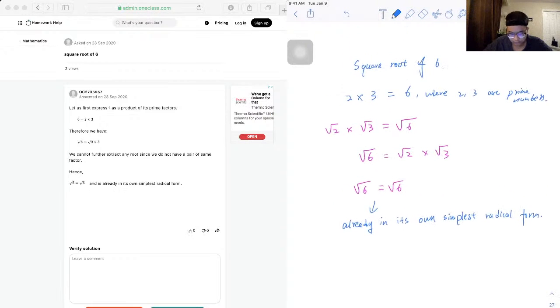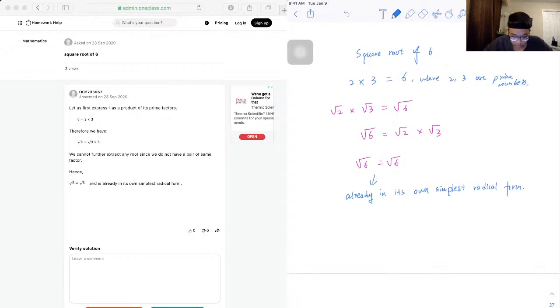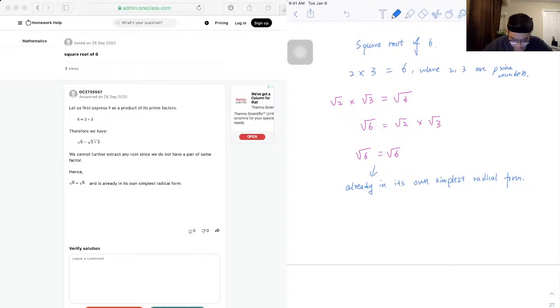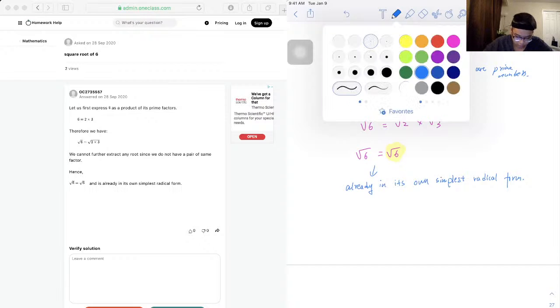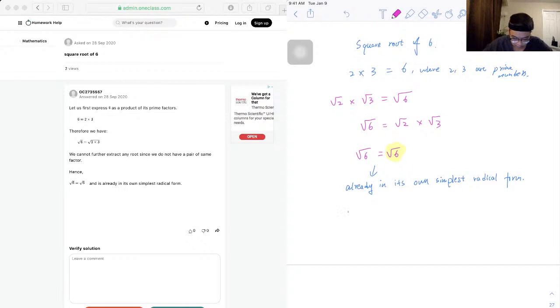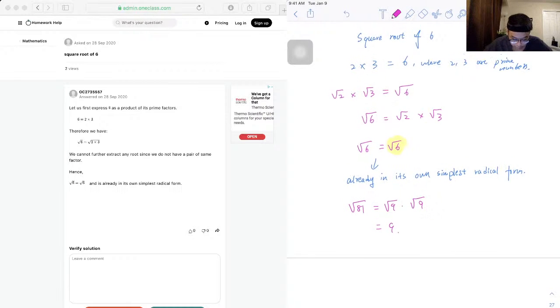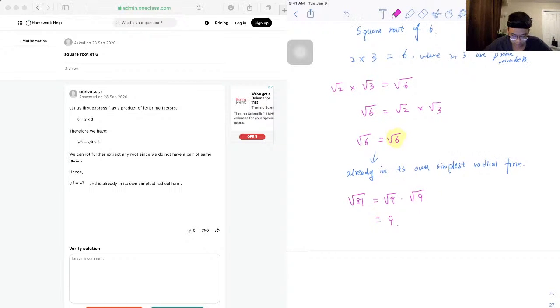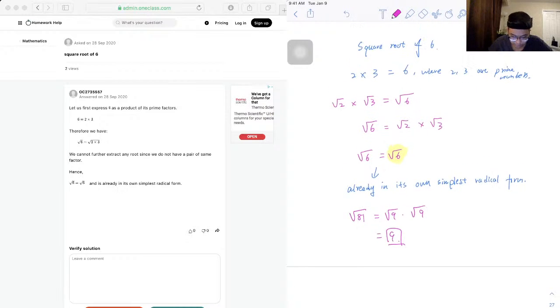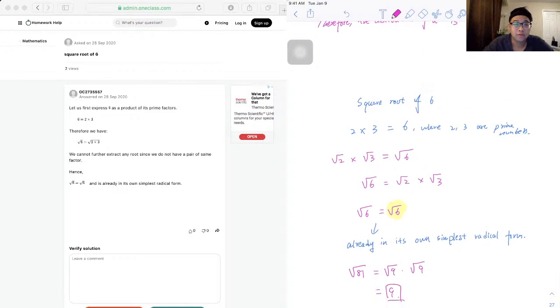So for square root of 6, we just leave our answer like this. But if we got, let's say, square root of 81, this is going to be equal to root 9 times root 9, which is just going to be equal to 9. So in this case, the square root of 81 is equal to 9. So that's a difference between these two. So let's leave a comment there.